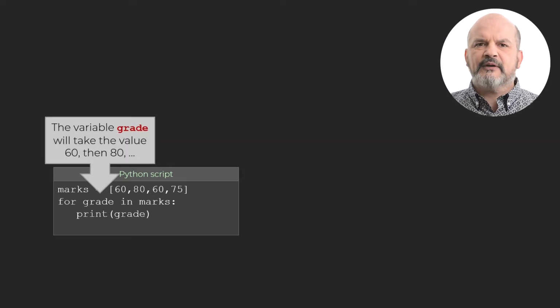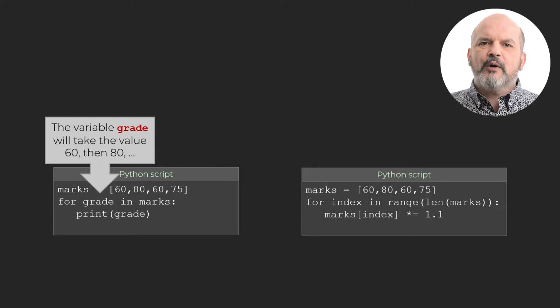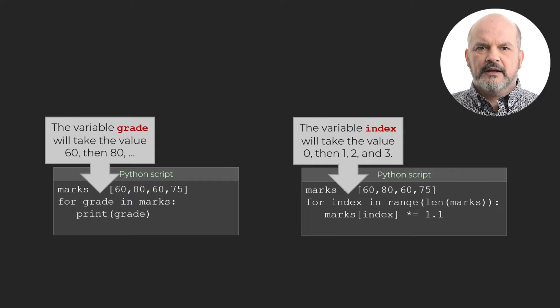This statement means that the variable grade will take the value 60 for the first iteration, then 80 for the second iteration, and so on. Therefore, the for loop will print the 4 marks on separate lines. In the second example, we have a more familiar form of the for loop using the range function. The parameter of the range function is len(marks). The function len returns the size of the list marks. The variable index, which is our counter, will take the value 0, then 1, 2, and finally 3.